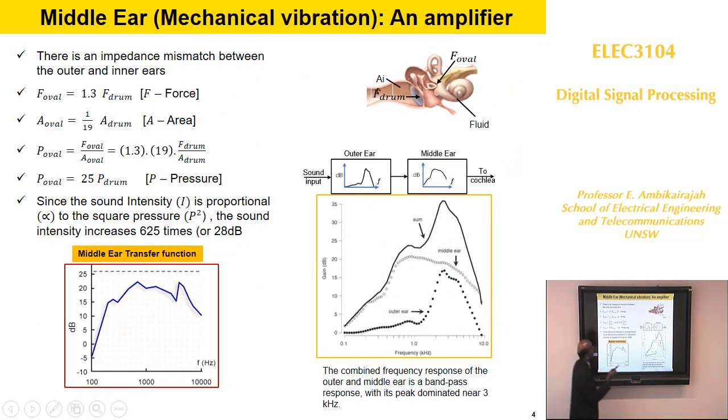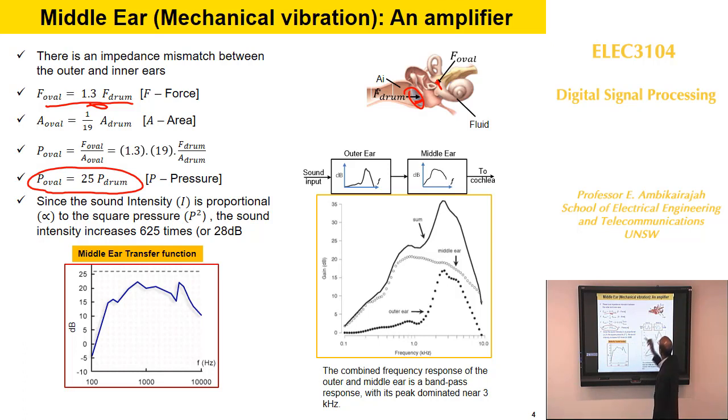And you can see here, this is again the pressure here. The force at the oval window, this part, is 1.3 times what's in the eardrum. And eventually, if you translate them into pressure, the pressure at the oval window is 25 times the pressure here. So it's just translating, it's like an amplifier as well.